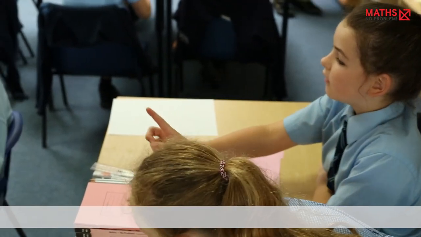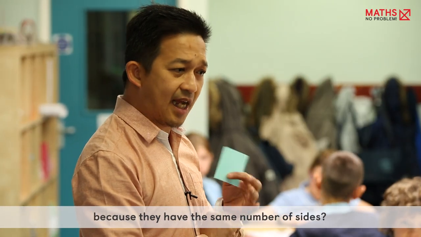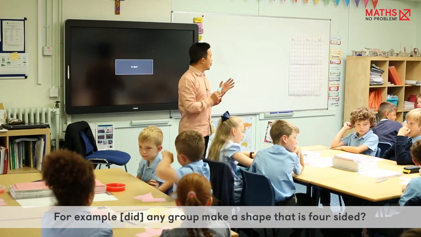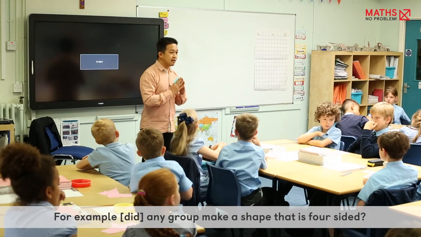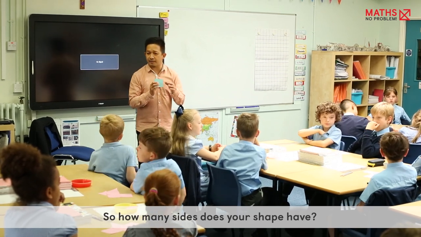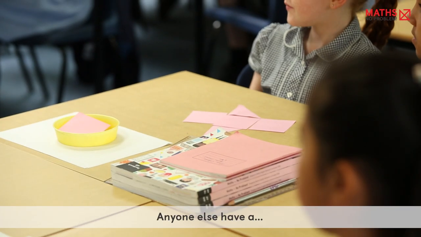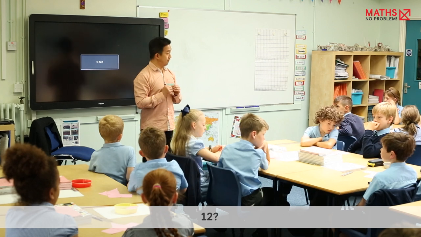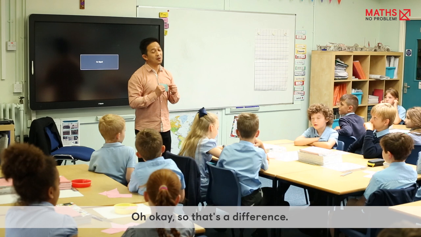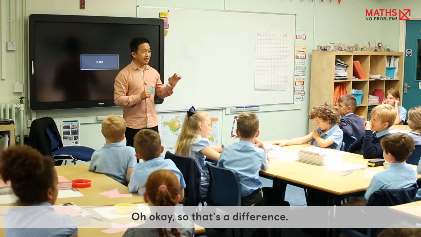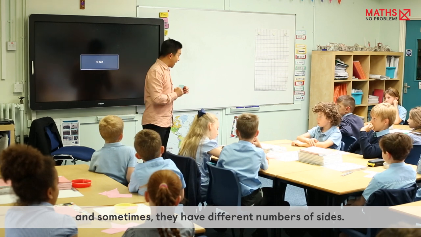Sorry to interrupt you. Is it true that the different shapes are alike because they have the same number of sides? For example, any group made a shape that is four-sided? So how many sides does the shape have? 10. 10? Anyone else have a different number? 12. Oh, so it's possible that the number of sides are different? Oh, okay. So that's a difference. So how are they different? They are different shapes, and sometimes they have different number of sides.